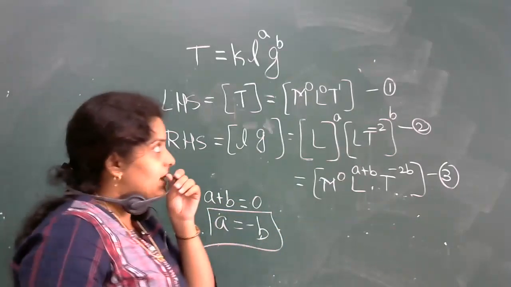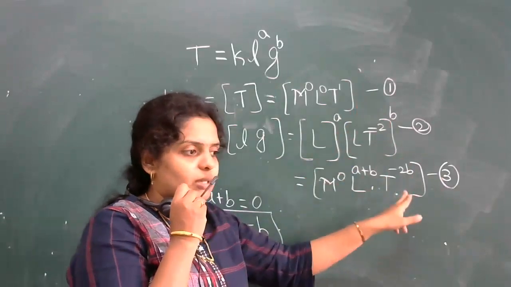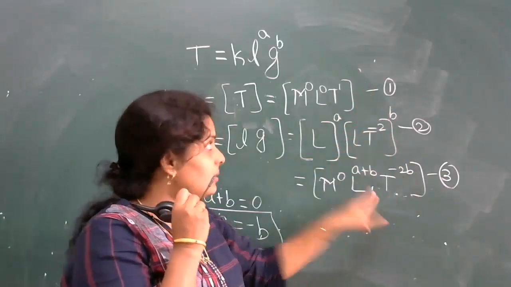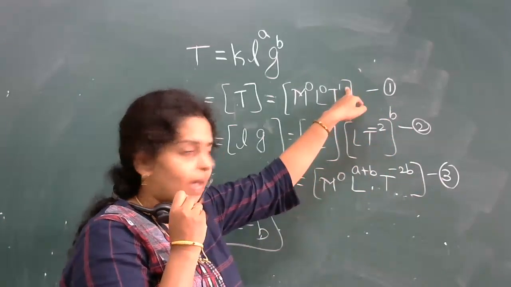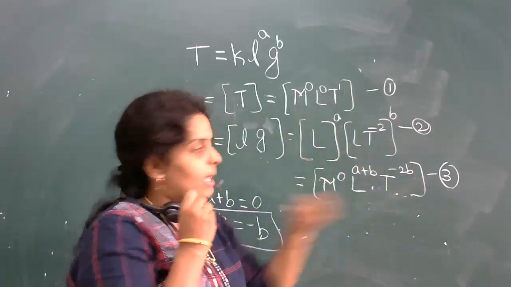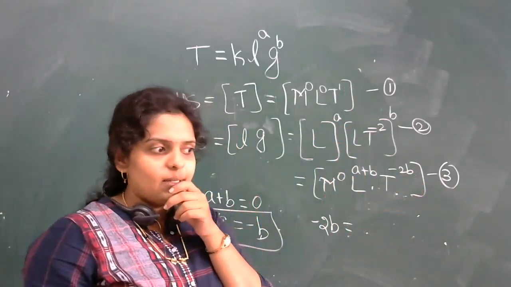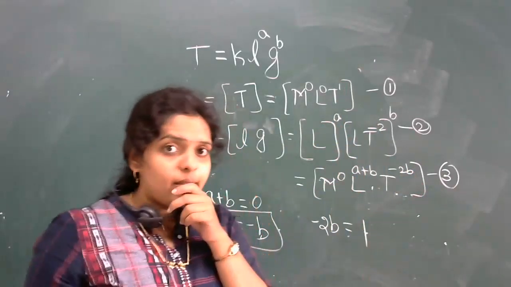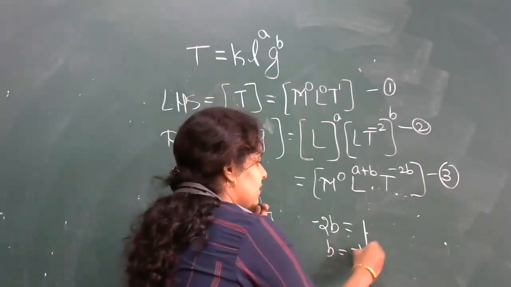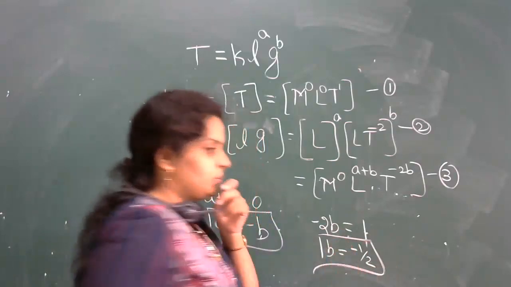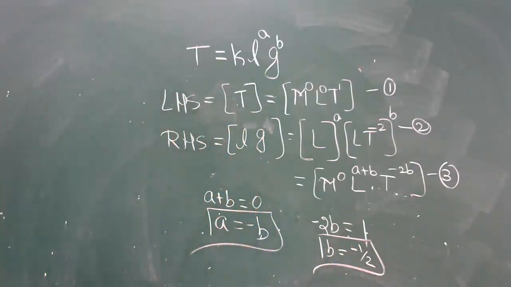Now again you see, from equation 1 and equation 3, what is there? T to the power 1 we have, here T to the power minus 2b we have, therefore minus 2b is equal to 1. Therefore b is equal to 1 divided by 2. So from b, can anybody tell me what is the value of a? If you understand this, then any kind of derivation you can do by yourself.